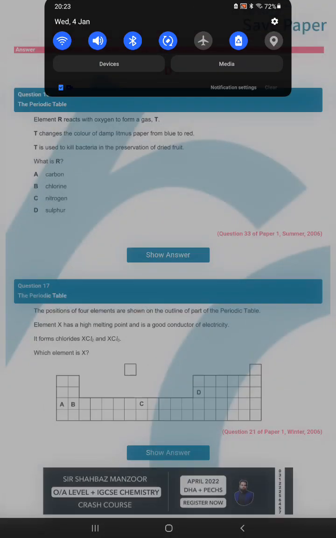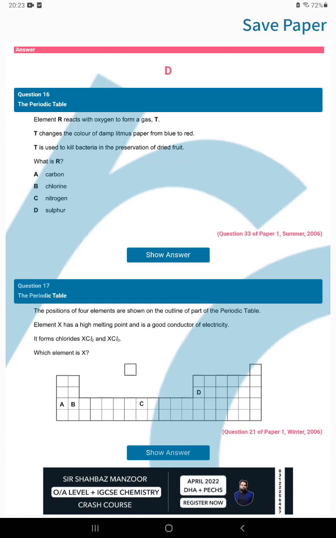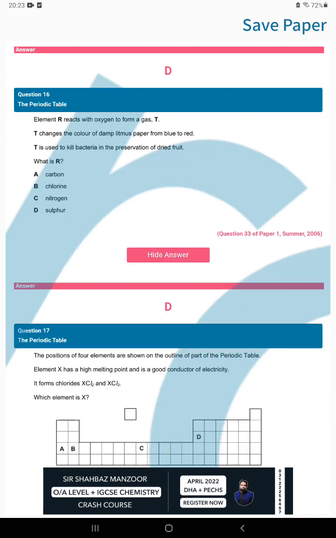Element R reacts with oxygen to form a gas T. T changes the color of damp litmus paper from blue to red. T is used to kill bacteria in the preservation of dried fruit. What is R? Carbon, chlorine, nitrogen and sulfur. I think it's sulfur. What do you guys think? Let's see the answer. Yes, it's D, sulfur.